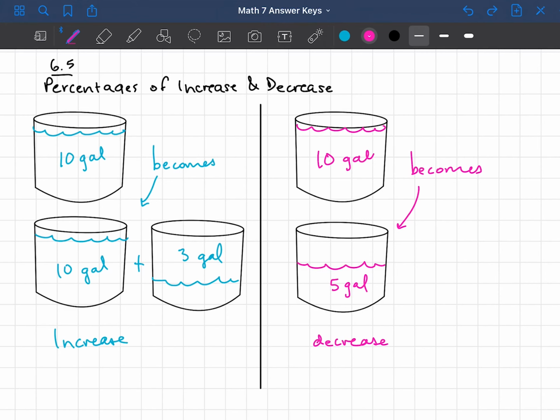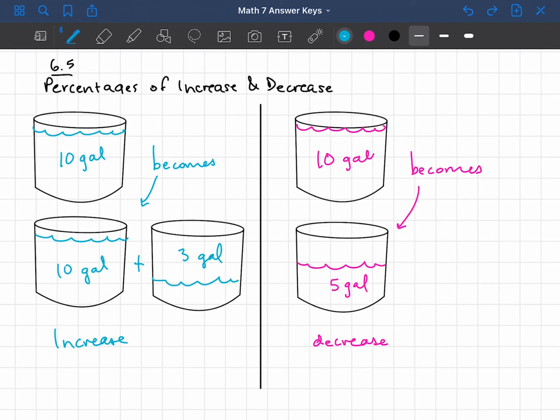Hey Math 7, today we're talking about percentages of increase and decrease. So increase and decrease should be pretty self-explanatory. For example, in the blue on the left, you see that we have a tank of liquid, we'll just say it's juice, of 10 gallons of juice.